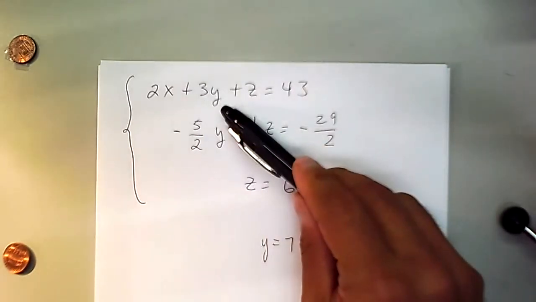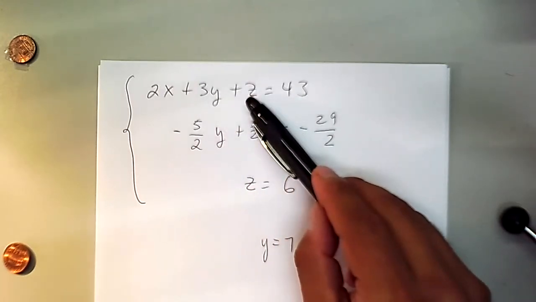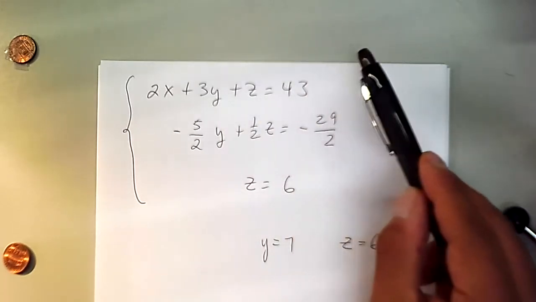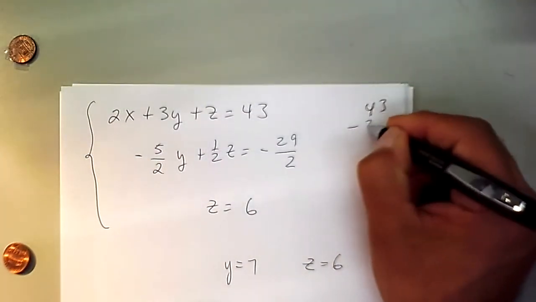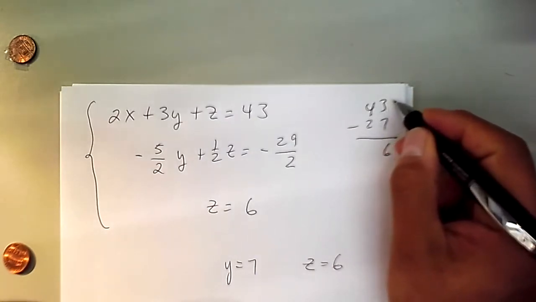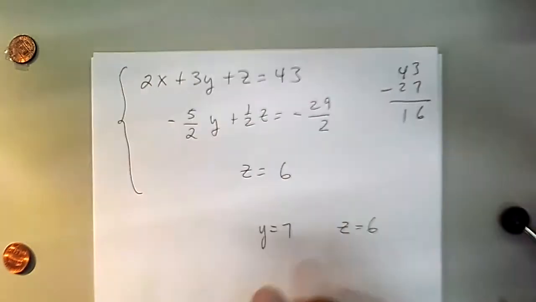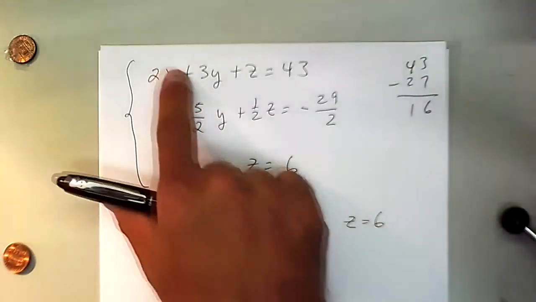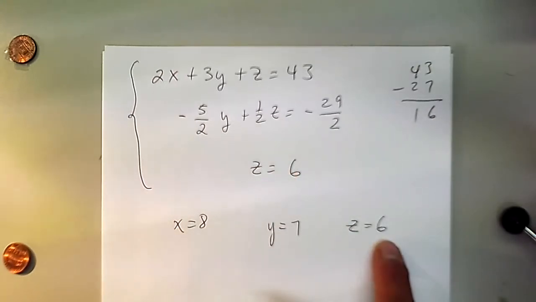And if y is 7 and z is 6, let's say 21 and 6 is 27. 43 minus 27, 13 minus 7 is 6. 3 minus 2 is 1. Oh, so 2x is 16, and that means that x has to be 8. So there is the upper triangular form of the system of equations, and then there is the solution.